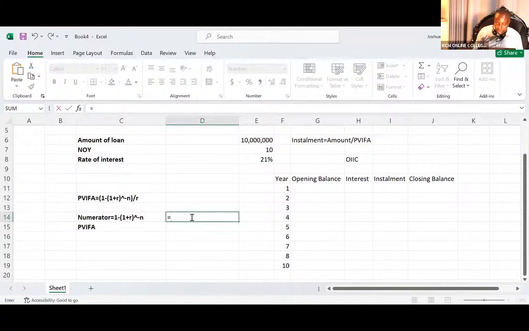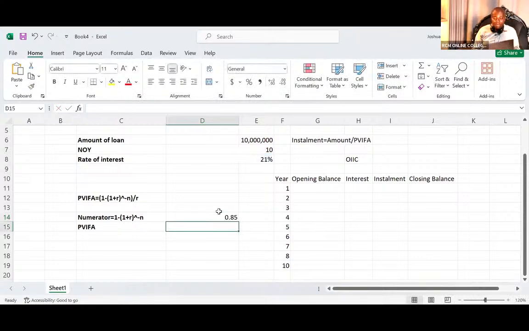So shall I come here and say equals? Slowly, 1 minus, open brackets. We have here 1 plus R. R is the rate of interest. Let me not lock it. Locking it seems to have issues with you guys. So let me not lock it. So R like that. And then I close. Then raised is Shift 6. I'm going to get that sign. Raised to negative number of years, which are 10. I can't even type there 10 like that. So that way, I'm able to get my numerator figure.